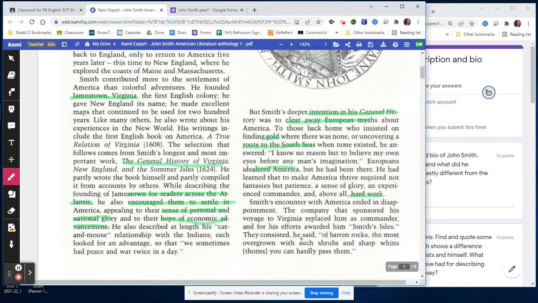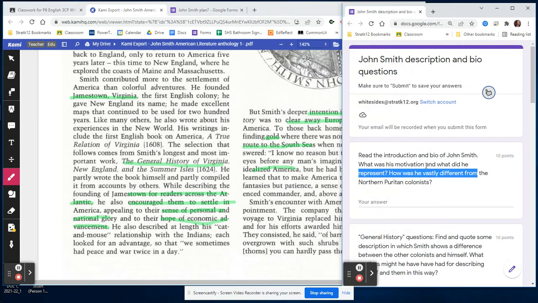They consisted, he said, of barren rocks, the most overgrown with such shrubs and sharp winds that you can hardly pass them. Okay, so back to reading. What's his motivation? He wanted to get people there. He was representing the English way and making English people come and settle America for England, for national pride.